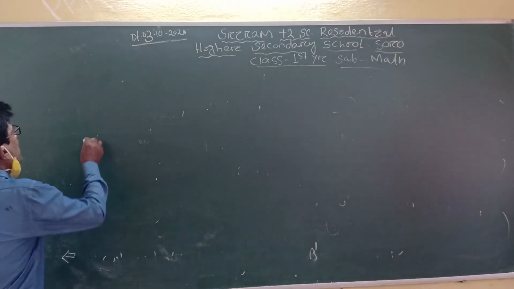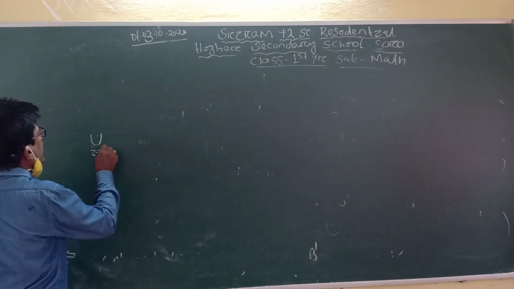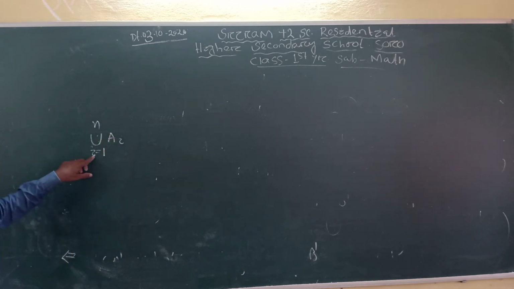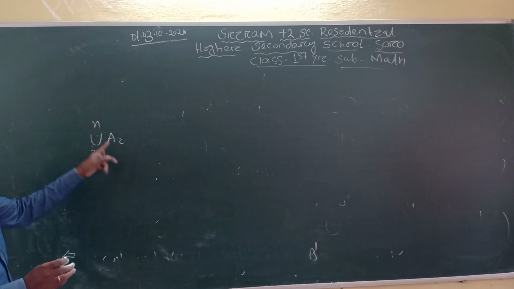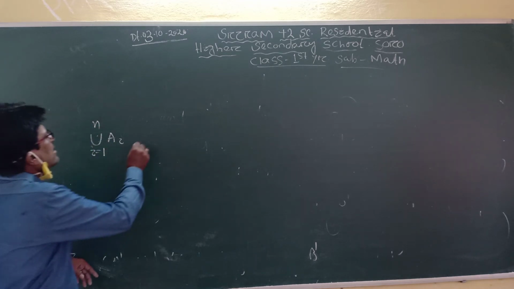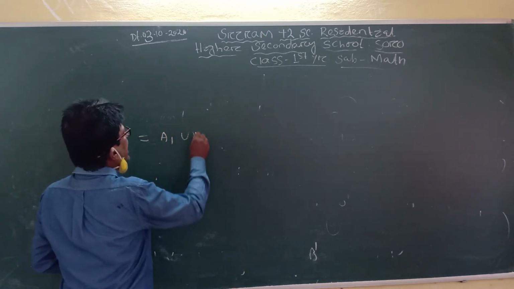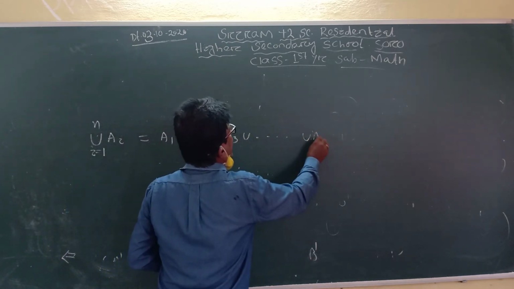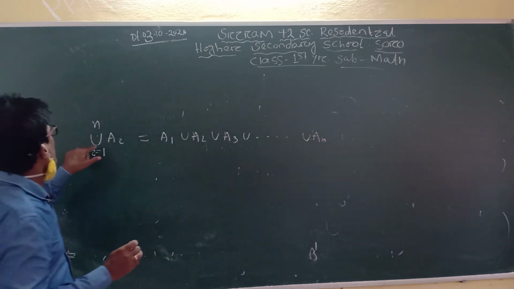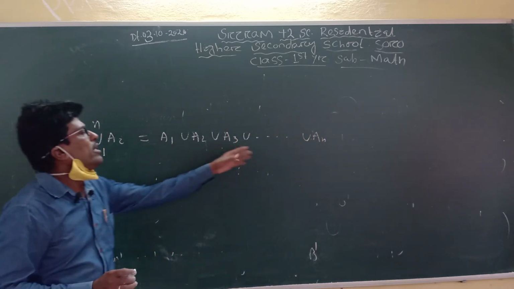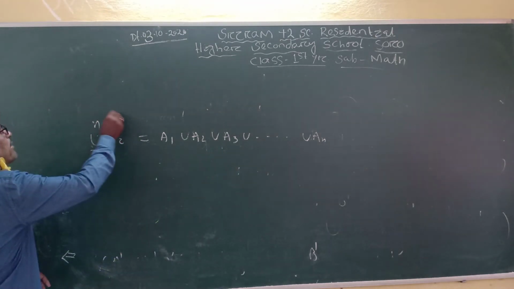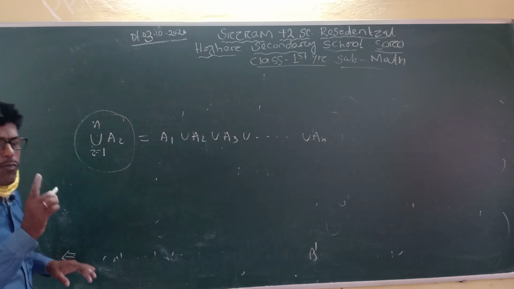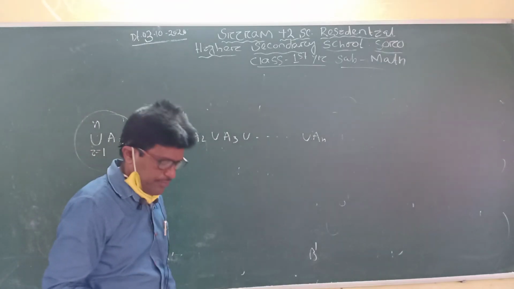You face this type of symbol: union of Ai from i=1 to n. You are reading union of Ai, i from 1 to n. That means A1 union A2 union A3 union up to An. That long expression can be written mathematically in this short way. You face that in your books.